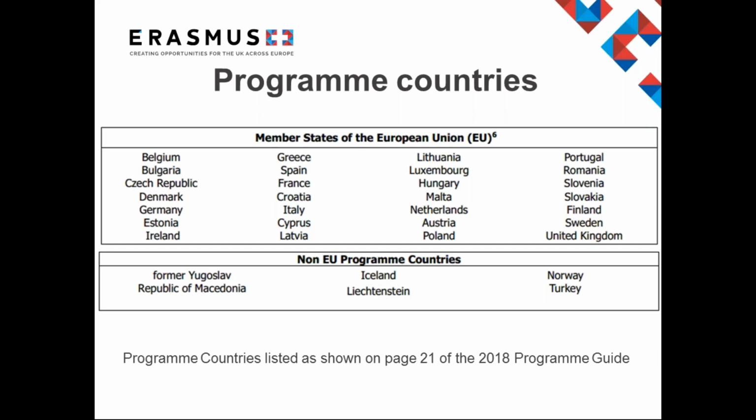So on screen now, you can see a list of the countries that can participate in Erasmus Plus mobility between programme countries. So the programme countries are those that belong to the European Union and also include the former Yugoslav Republic of Macedonia, Iceland, Norway, Liechtenstein, and Turkey. If you'd like any more information about the programme countries that can participate in Key Action 1 mobility of individuals between programme countries, you can find the information listed on page 21 of the 2018 programme guide.